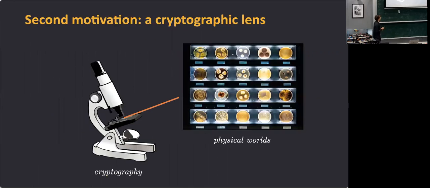The second motivation of this work was to use cryptography as a lens to look into what kind of physical worlds are possible, and what kind of information theoretic principles we can use to describe our world. This is a picture in Micropia.